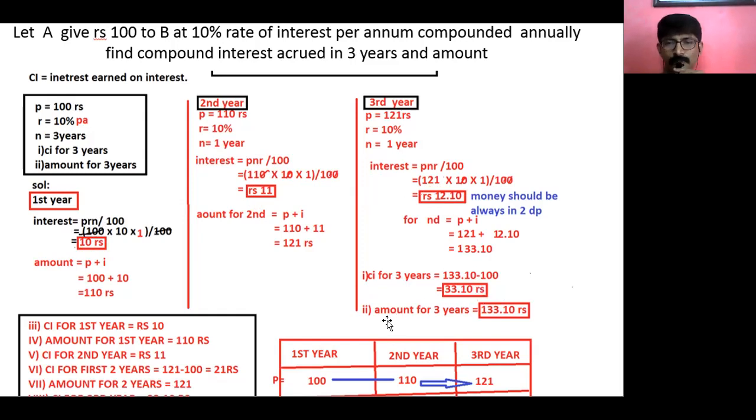And now the next part: what is the amount for 3 years? It is 133.10. Make sure that money is always written in two decimal places. Now there are many questions that can be asked and many cases that can occur. There can be different rates for the respective years.